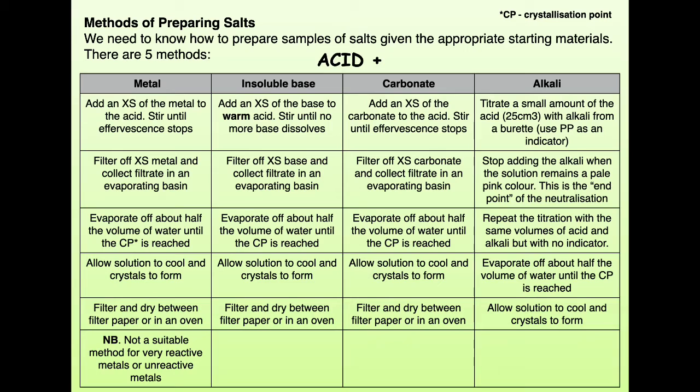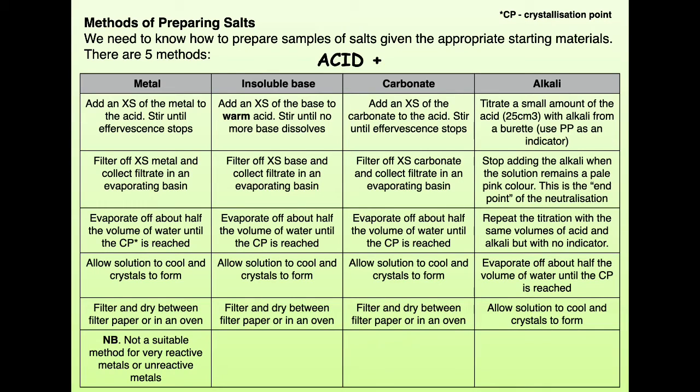Now, acid plus alkali is a bit more complicated, simply because you can't actually see the product, and it's very difficult to know when you've added enough of the acid or the alkali. So what we do is we use a titration. We titrate a small amount of the acid, for example 25 cm³, with alkali from a burette, and we use PP. PP is phenolphthalein. Then we get the end point, the point where the acid has just been neutralized by the alkali, and we look at the burette and we know how much of the alkali we added.